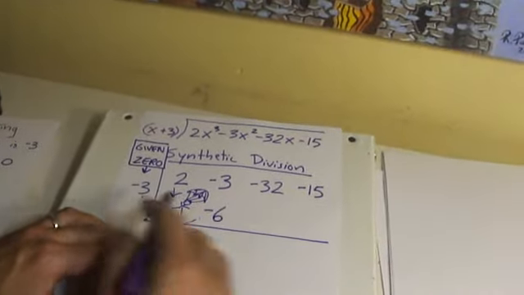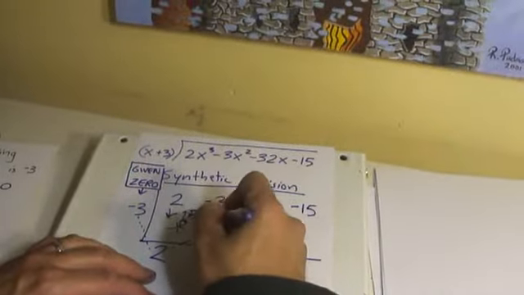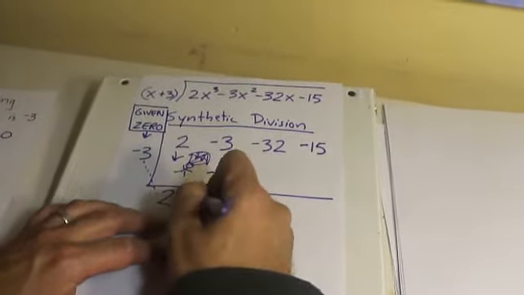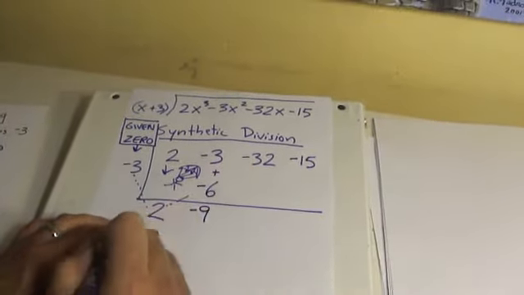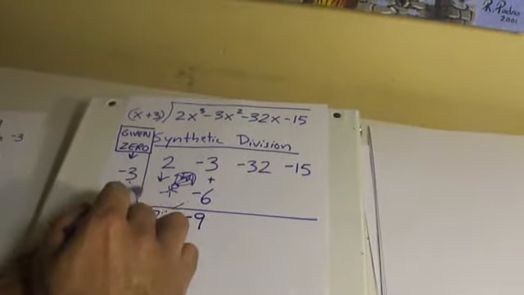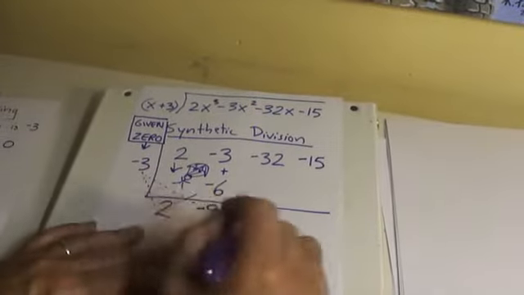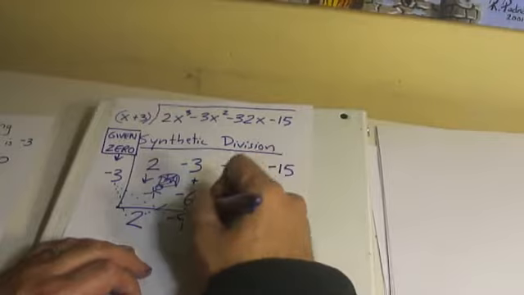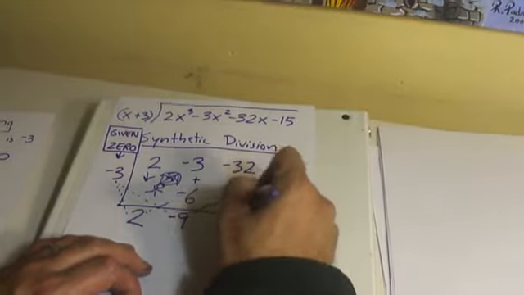See that? And then we start again. Well, we add negative 3 plus negative 6. Because they're both negative, we add them, keep the sign, that becomes negative 9. Now we multiply negative 3 times negative 9. Negative times a negative is a positive, so that becomes positive 27. We put that up there in the next column.